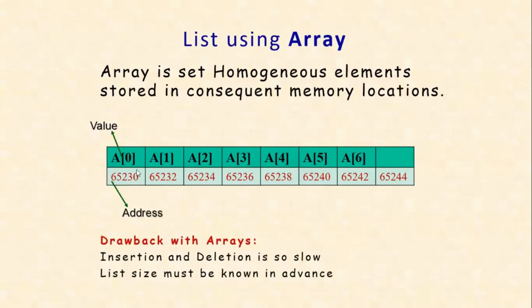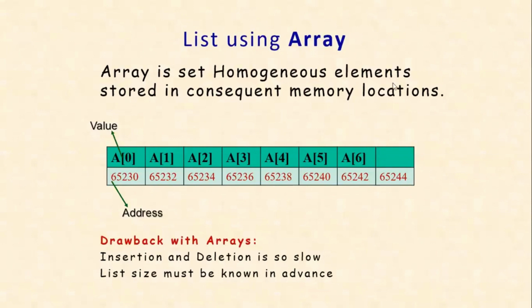65230 is the address of the first element, and as I told you, I'm storing an integer value. So the next address may be after 2 bytes, because an integer occupies at least 2 bytes. If we assume that an integer takes 2 bytes, then the next memory location will be 65232. Then the next memory location will be 65234. All these are consequent memory locations, I mean side by side, and all the values to be stored in an array will use these consequent memory locations. That is why an array can be defined like this.